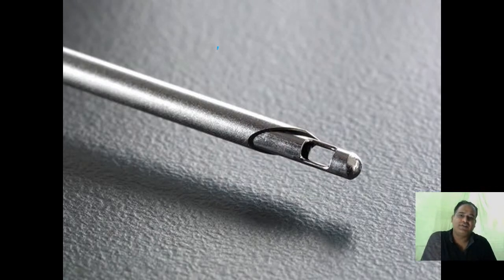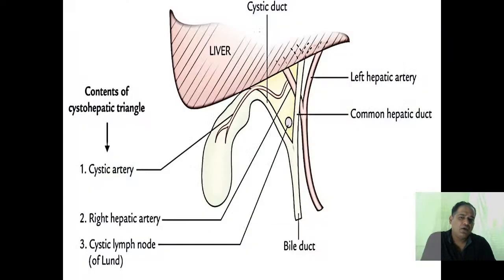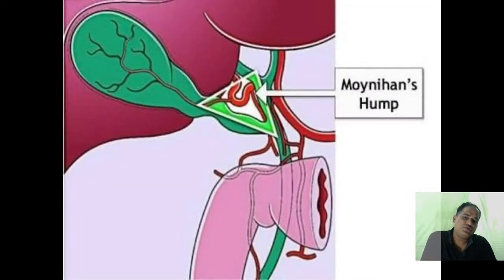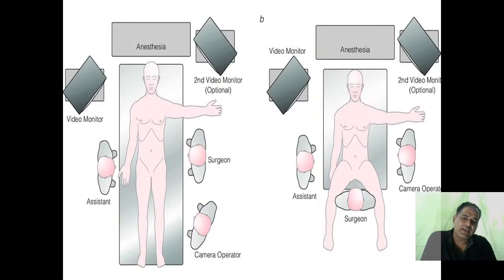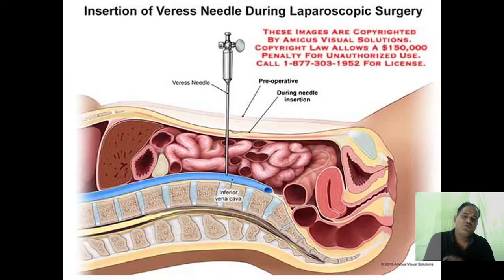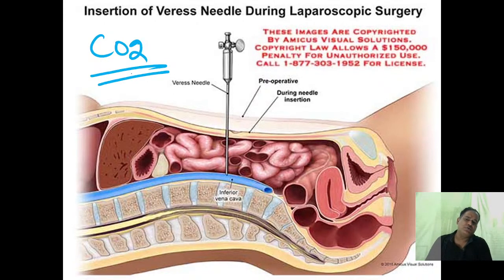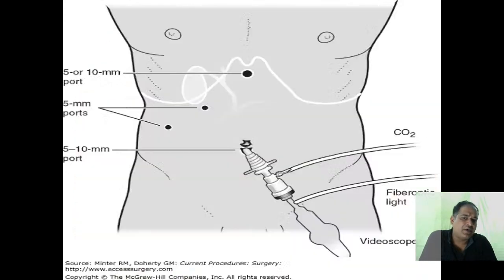Now, what is this? You might have to examine this as an instrument. Veres needle. So, Veres needle we use to inflate the abdomen if we are performing cholecystectomy. Which gas do we use? Carbon dioxide. Why not air? Because it supports combustion. Fire can spread throughout the abdomen. So that is why we use carbon dioxide.